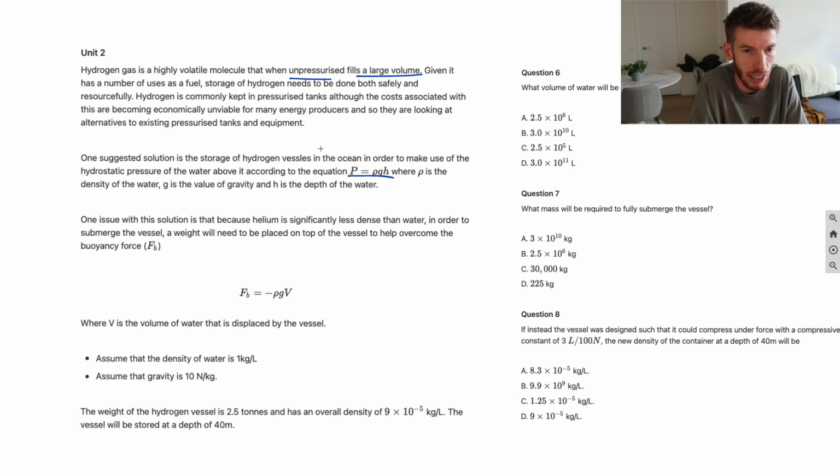There we've got hydrostatic pressure, where rho is the density of the water, g is the value of gravity, and h is the depth of the water. One issue with this solution is that because, and I wrote helium, I fixed the other ones, but that should say hydrogen. Because hydrogen is significantly less dense than water, in order to submerge the vessel, a weight will need to be placed on top of the vessel to help overcome the buoyancy force, Fb, and that's then defined here using this formula, where V is going to be the volume of water that is displaced by the vessel.